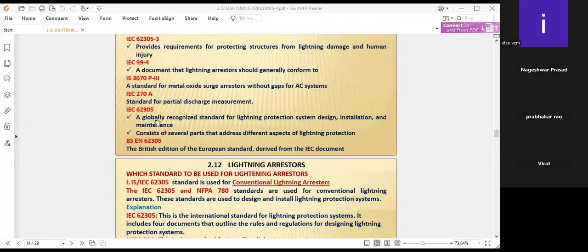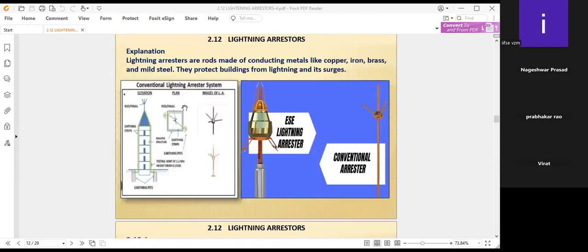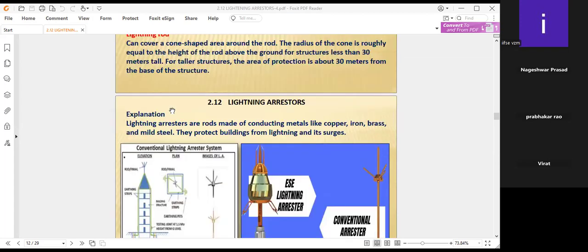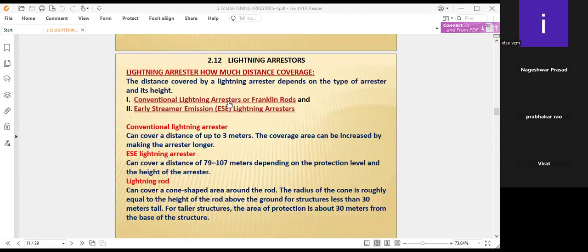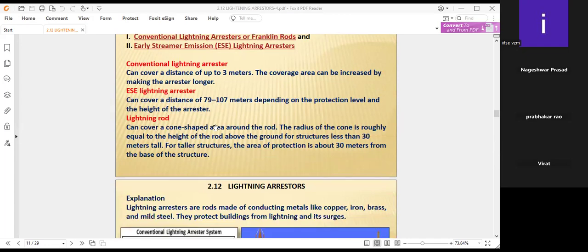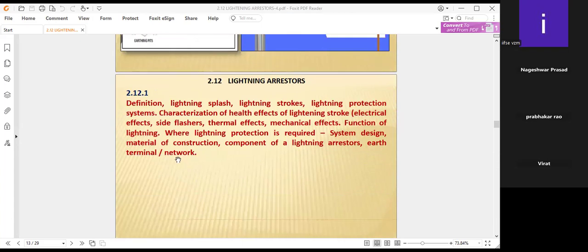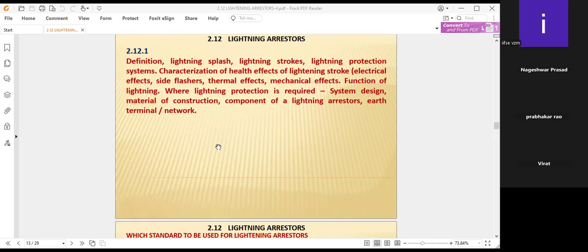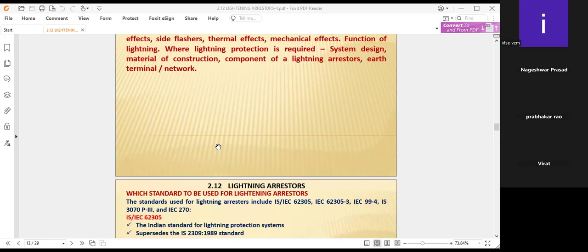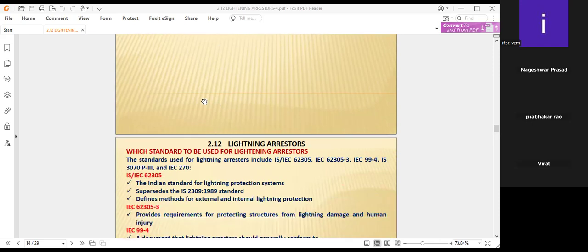Coming to this next topic, after discussing the two conventions, one is conventional lightning arresters, as well as the early streamer emission lightning arresters. Because these areas are covered in the textbooks, but as you are asking about which standards and all, in addition to these I will cover these standards also today, and the rest of the things will be covered tomorrow.